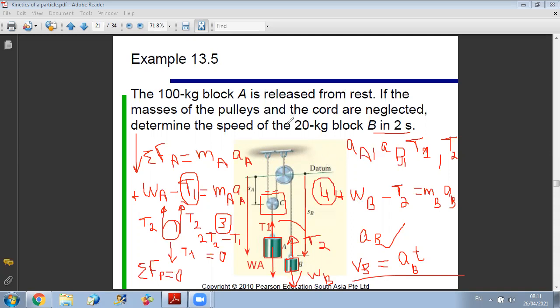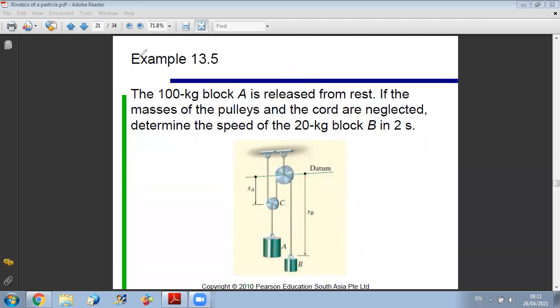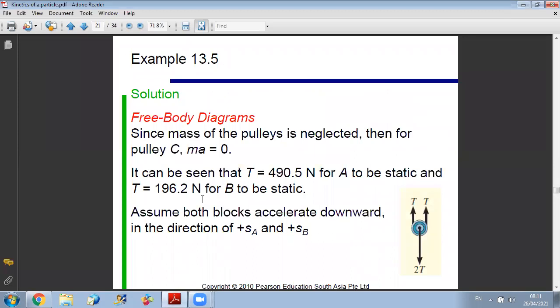Any question on this problem? So let us see together the solution. So here, for example, they did a small calculation. You are not required to do this, but I will tell you what they are doing. They are considering, if the problem is static, what will be the value of the tensions.